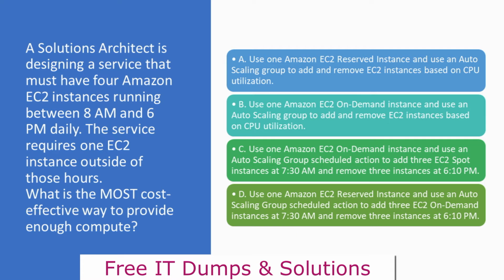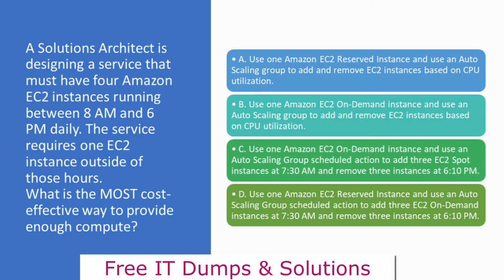B. Use 1 Amazon EC2 on-demand instance and use an auto-scaling group to add and remove EC2 instances based on CPU utilization. C. Use 1 Amazon EC2 on-demand instance and use an auto-scaling group scheduled action to add 3 EC2 spot instances at 7:30 a.m. and remove 3 instances at 6:10 p.m. D. Use 1 Amazon EC2 reserved instance and use an auto-scaling group scheduled action to add 3 EC2 on-demand instances at 7:30 a.m. and remove 3 instances at 6:10 p.m.